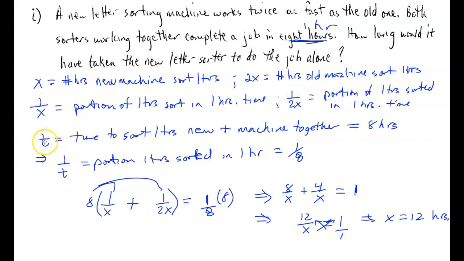Okay. Now, the time to have the new and old machine work together to get those letters sorted is going to be 8 hours, and I'm calling that t. So that means that 1 over t here would be the portion of letters done within 1 hour's time, which would be 1/8 of that. Okay. So again, if I was to ignore the fact that I got 8 hours here that it takes for those things to work together, my original equation would look something like this.